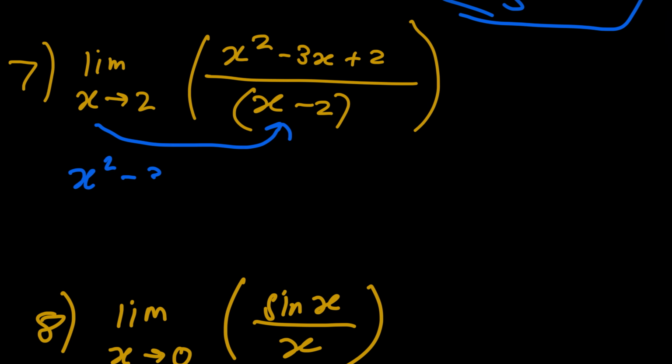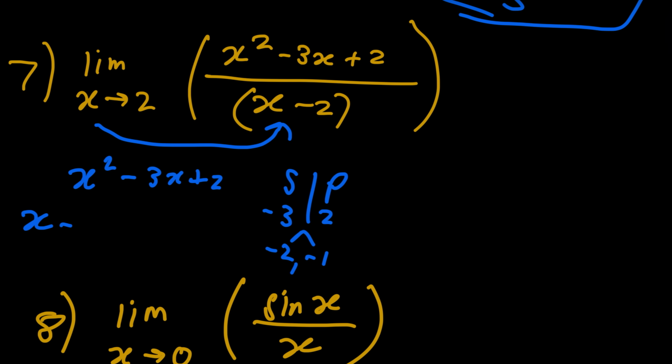So we get x squared minus 3x plus 2. We get some product. The product will be 2. Sum will be negative 3. So our roots will be negative 2, negative 1, which means we'll get x minus 2, x minus 1.